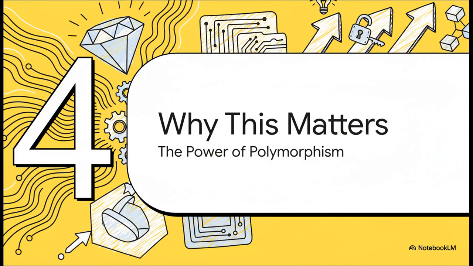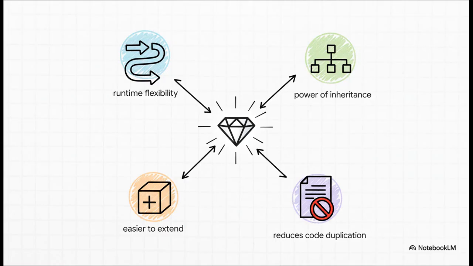So we've covered the what and the how, but now for the most important part, the why. Why should you, as a developer, actually care about all this? What does mastering this concept really unlock for you? The real game changer here, especially with dynamic polymorphism, is that it lets you write incredibly clean and powerful code. You get that runtime flexibility we talked about, you unlock the full potential of inheritance, you write less repetitive code, and most importantly, you make your code so much easier to add to and maintain in the future.